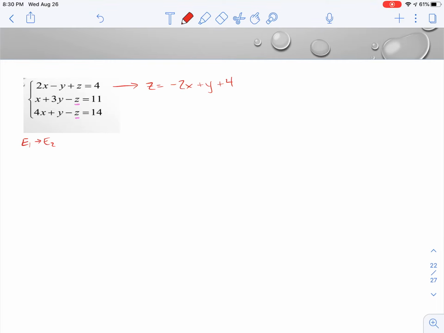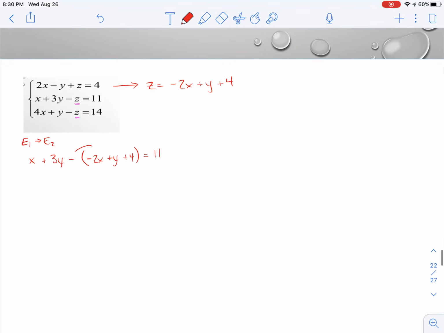Everything of equation 2 is going to stay the same, except I'm going to replace this z variable. So I'm going to have x plus 3y minus the entire expression replacing z. Okay, I'm subtracting the entire z variable, therefore I have to subtract the entire expression here. So minus negative 2x plus y plus 4 equals 11.